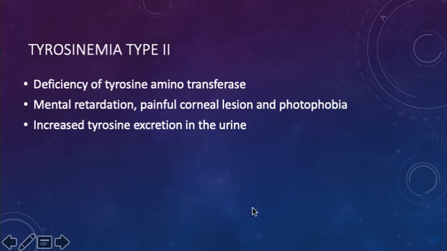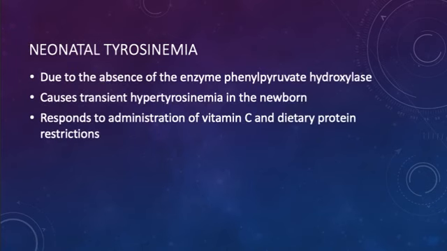Then the next one is neonatal tyrosinemia. This is due to absence of the enzyme p-hydroxyphenylpyruvate hydroxylase enzyme. Okay, it causes transient hypertyrosinemia in the newborn, and these newborns will respond to treatment whenever they are given vitamin C and dietary protein restriction. Okay, so this is about neonatal tyrosinemia.